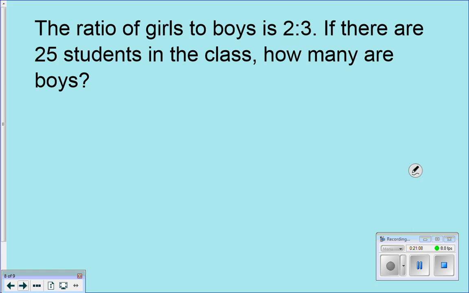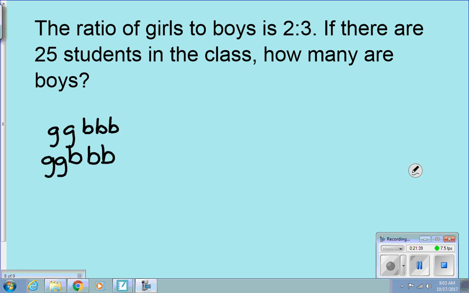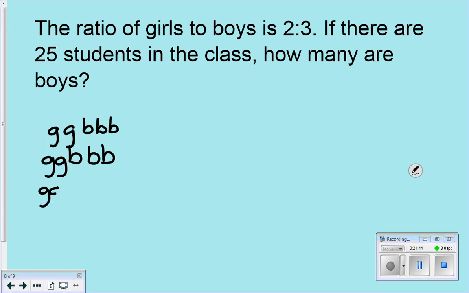Okay. If there are 25 students in the class, how many are boys? I have a ratio of 2 to 3. There are 25 students in the class. How many are boys? Do you want me to draw a picture? Should we draw a picture? So we know in a group of 5 students, 2 are girls, and how many are boys? 3, right? How many students is that? 5. So let's do another group of 5. All right, so let's add another group of 5.